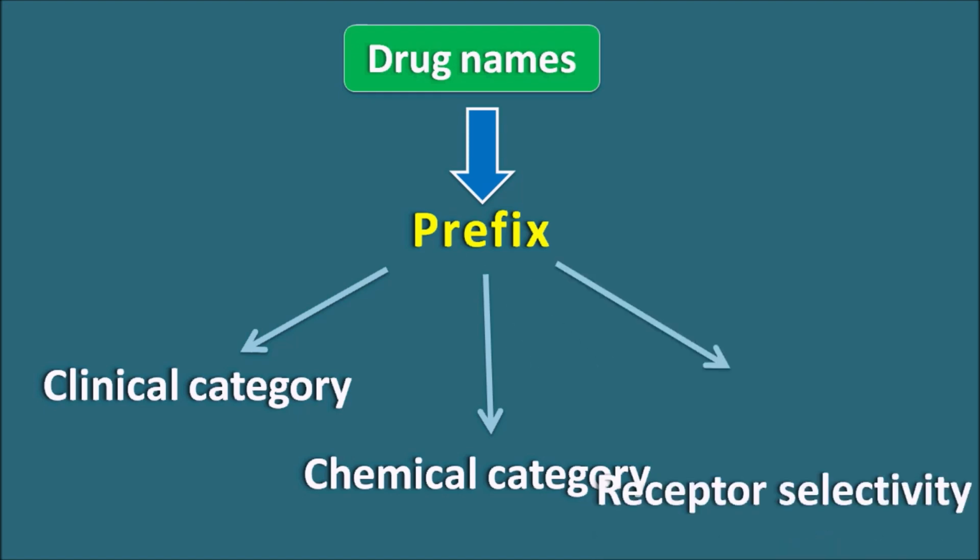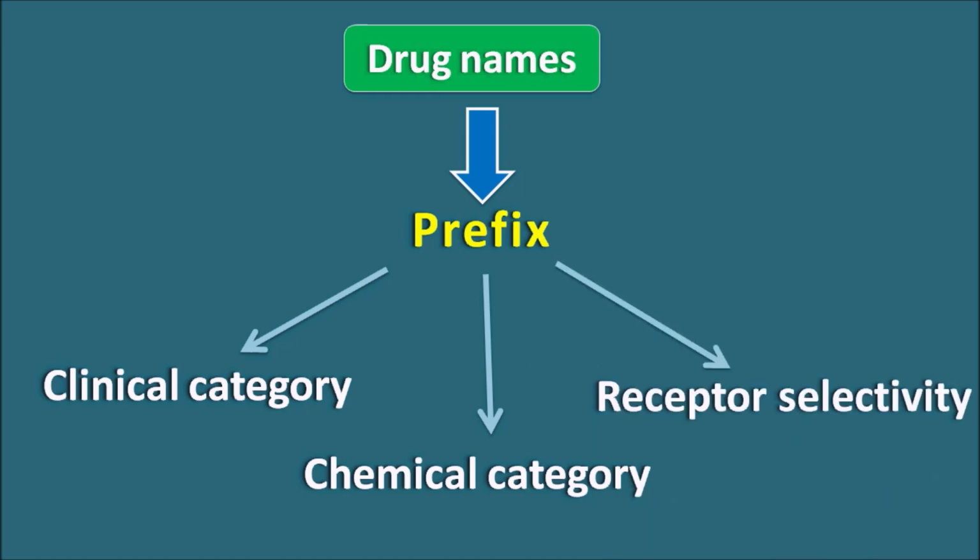And a prefix can also indicate the receptor selectivity. Sometimes by using the prefix we can easily say which type of receptor the drug is going to act on. So all this can be obtained from the prefix. Even the suffix plays an important role in identifying the drug names, but the prefix can also play its own role. So today in this video we are going to discuss the different types of prefixes, and what information they give, in order to remember the drug names very easily.